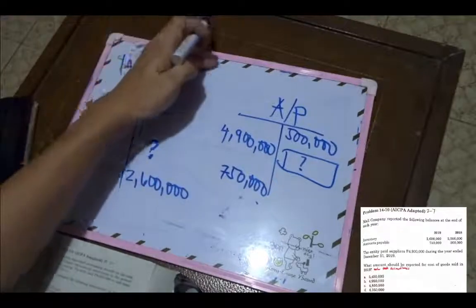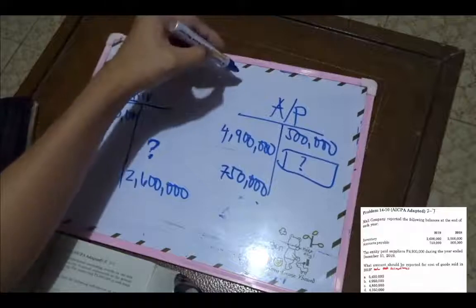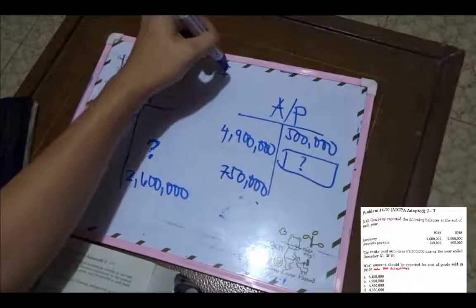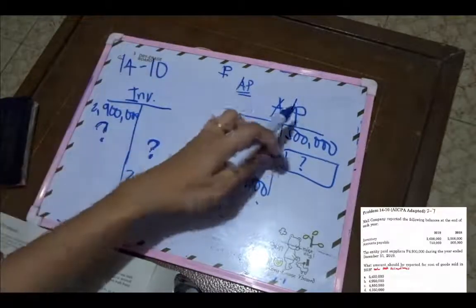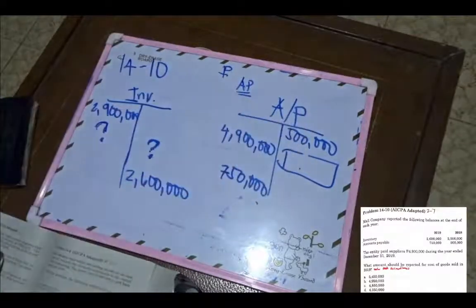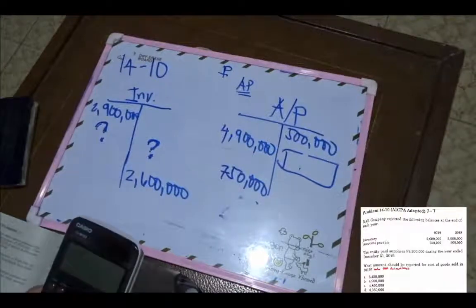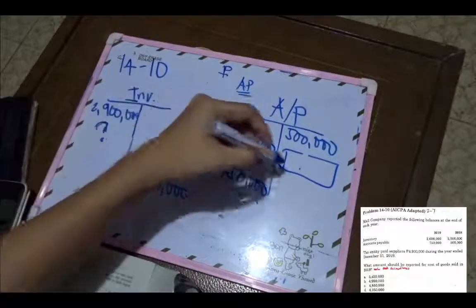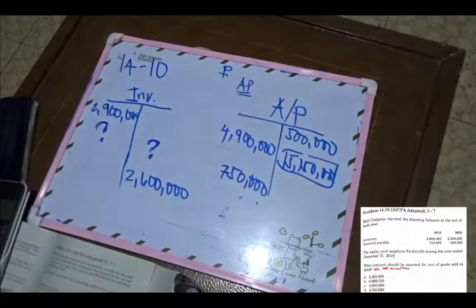Because if you'll notice the journal entry when you buy on account, that would be debit purchases or inventory, credit accounts payable. Accounts payable is credited. So first, look for the credit purchases. It's 4.9 million plus 750,000 minus 500,000. That will give you 5,150,000. So this is our credit purchases.